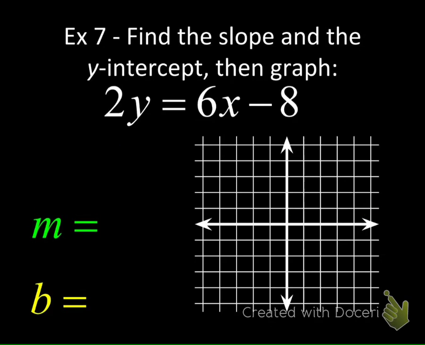Example 7. There's 2 left. Okay, this is when there's a little extra work. Why is that? By looking at the equation, because y isn't by itself. There's a 2 on it. So what are we going to have to do?